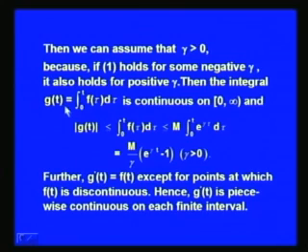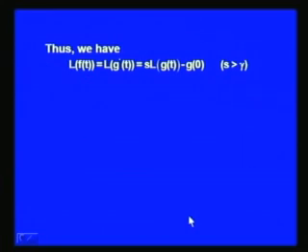Further, we find that g(t) equal to the integral from 0 to t of f(tau) d tau gives g'(t) equal to f(t), except for those points where the function f(t) is discontinuous. Hence, g'(t) is a piecewise continuous function on each finite interval, and thus we get L of f(t) equal to L of g'(t), and L of g'(t) is equal to s times L of g(t) minus g(0) by theorem 1.